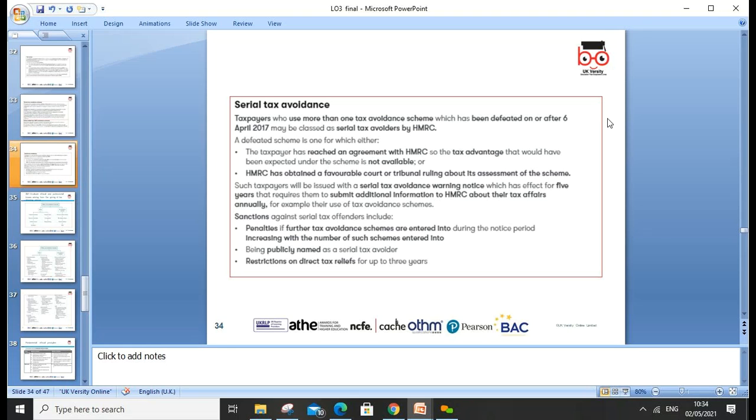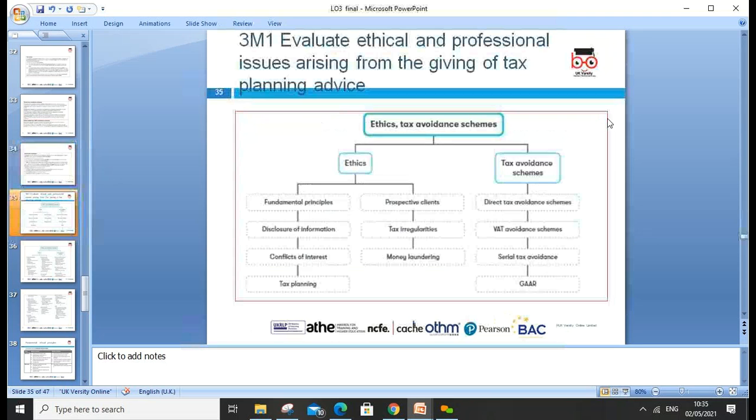A taxpayer who has used more than one tax avoidance scheme which has been defeated, on or after 6th April, may be classed as a serial tax avoider by HMRC. A defeated scheme is one where the taxpayer has reached an agreement with HMRC, so the tax advantage that would have been expected under the scheme is not available. That is a special arrangement, and we need to look at the legislation. That is an advanced scenario, and we need to give advice to clients accordingly. And we always need to keep ethics in mind. If you have any questions, you can ask.